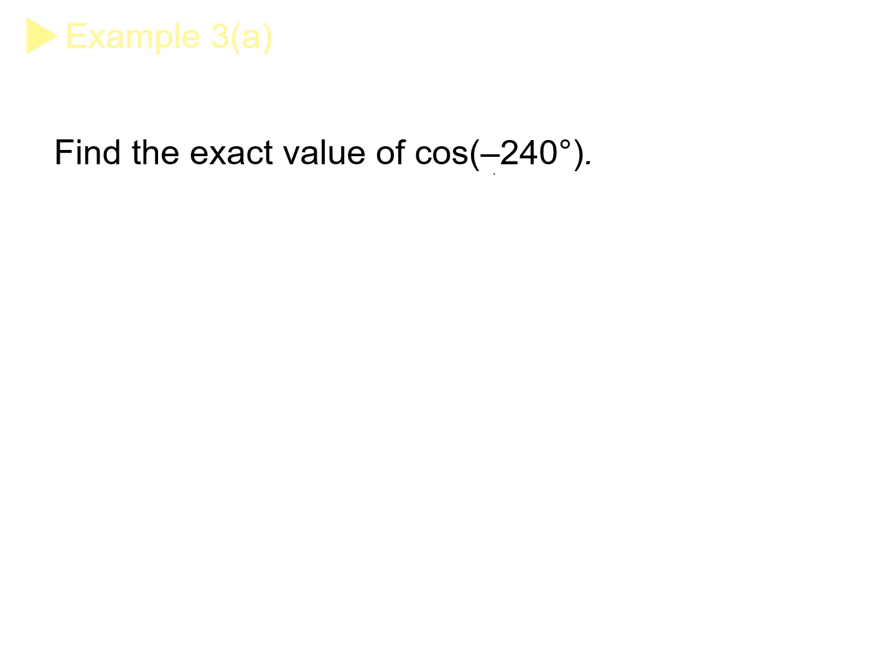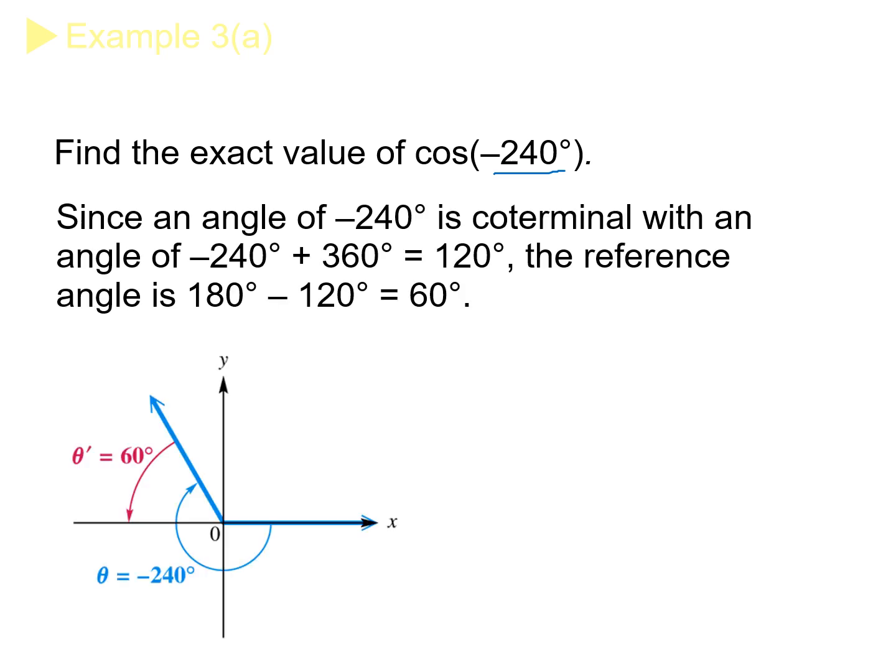Of negative 240. Now we have a negative angle, so we do need to find what angle it's coterminal with. So if I have negative 240 and I add 360, that gives me 120 as the positive angle. If I were to measure it this way, that would be 120. So if this is 120, the reference angle is 180 minus 120, or 60.